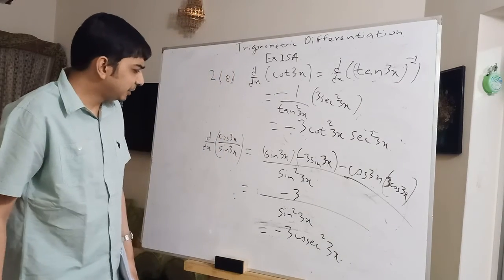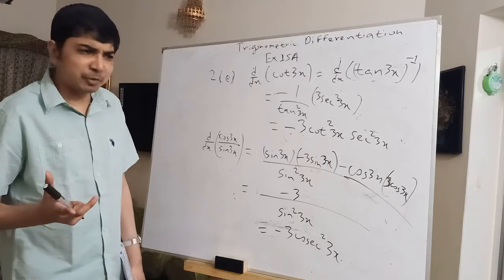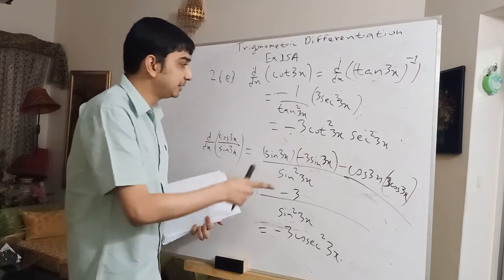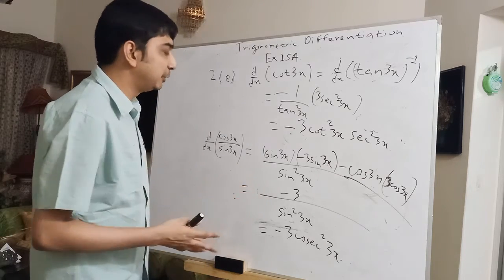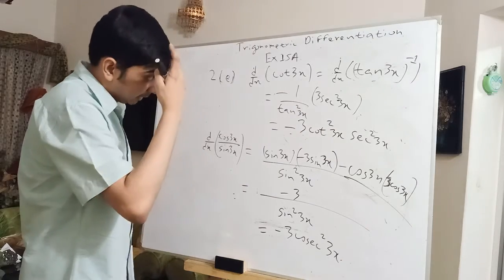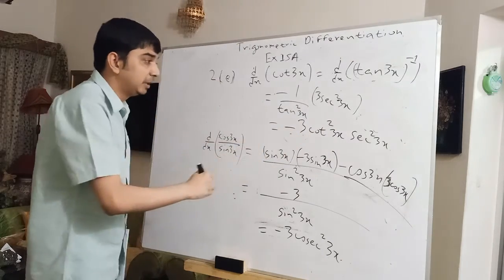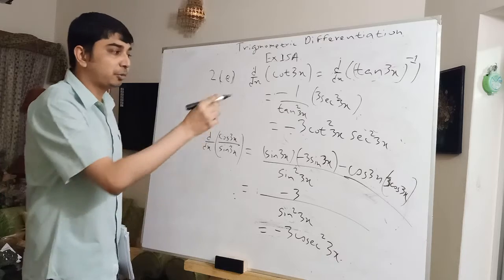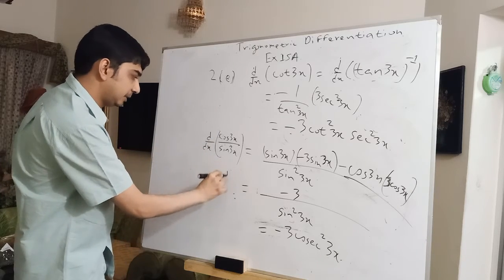Okay. However, there might be some confusion regarding why the answer is different. Actually, the answer is the same. We can show this very easily. For example, this expression, cot square 3x.